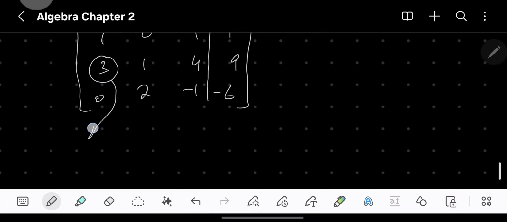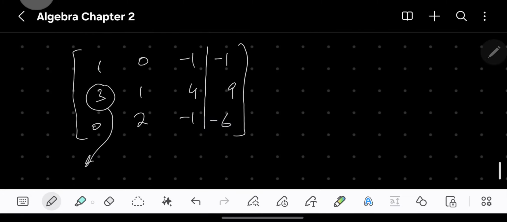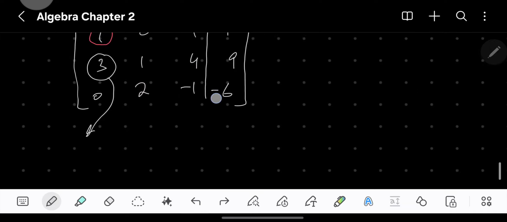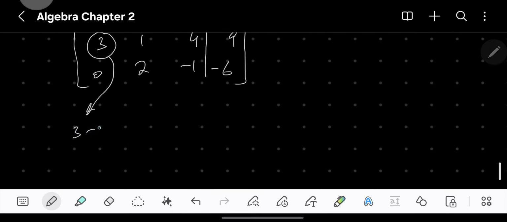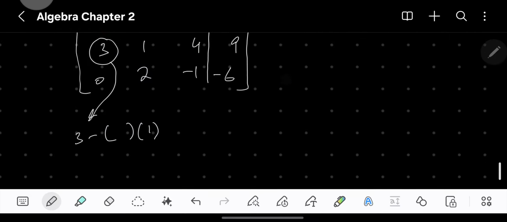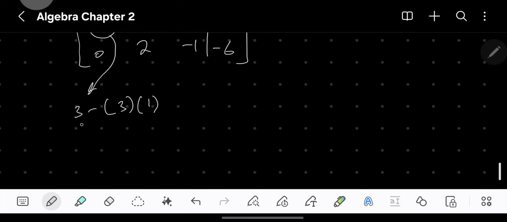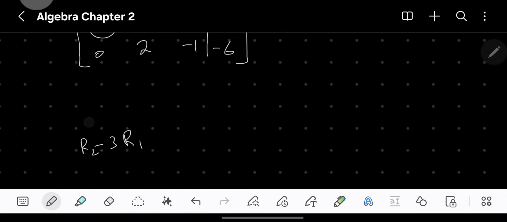Here, how can I make 0? I will use this pivot entry to make this 0. If I write 3 minus something times the pivot entry, since the pivot entry is 1, the obvious answer is 3. This 3 comes from R2, this is the scalar, and this is coming from the pivot entry, which is in row 1. So this is the operation which I will perform now: R2 minus 3R1.